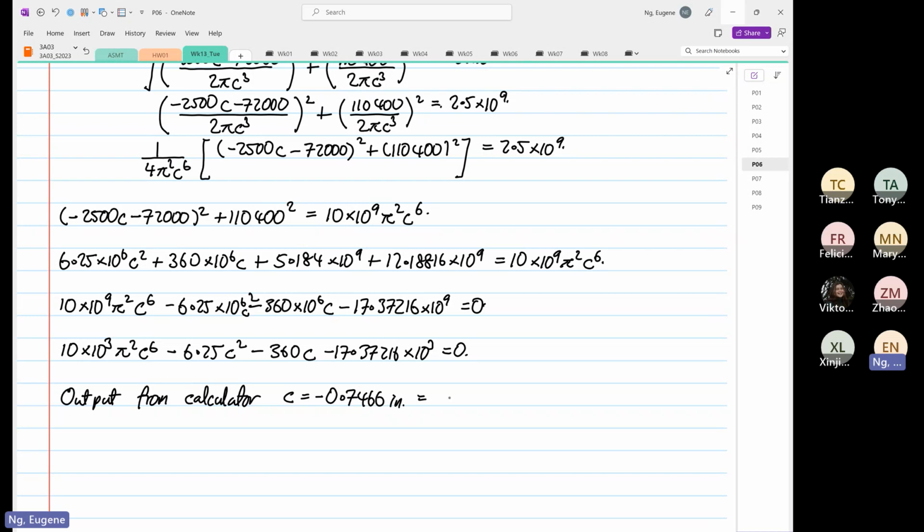So you're going to use C equal to the absolute value, 0.7466 inch. So therefore, the diameter is equal to 2C. So it's equal to twice 0.7466. So 2 times 0.7466 is equal to 1.4932 inches.